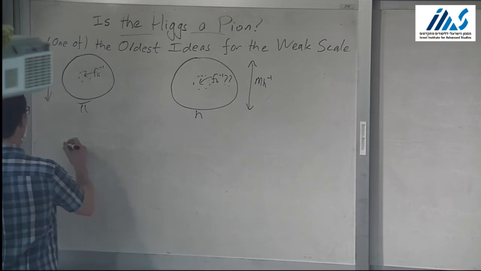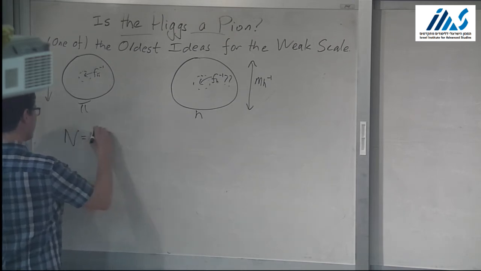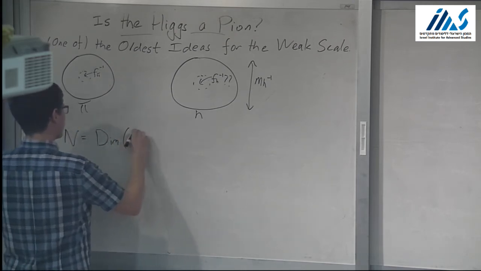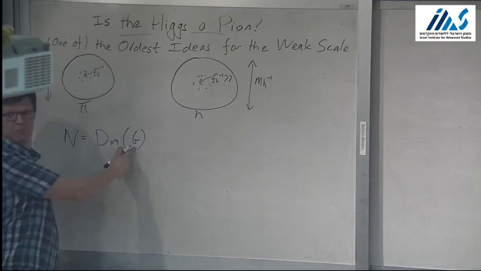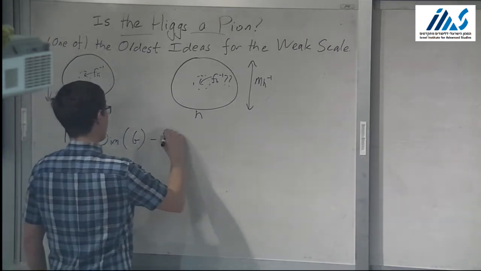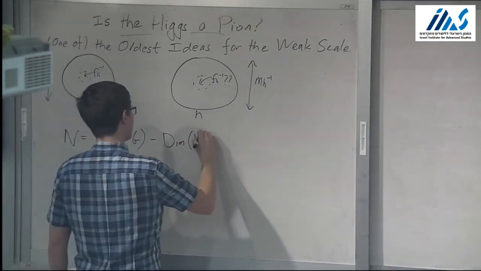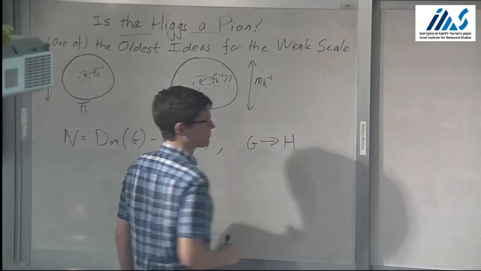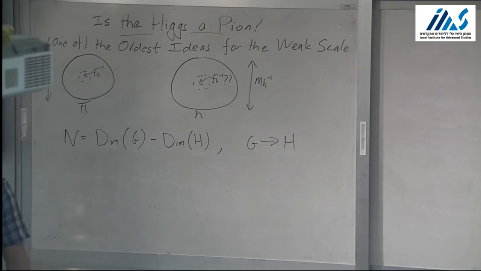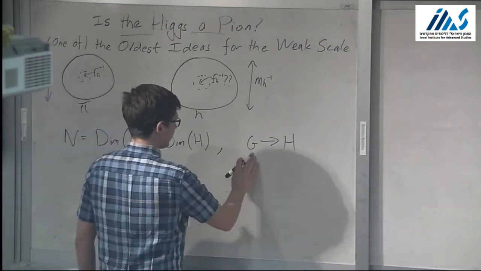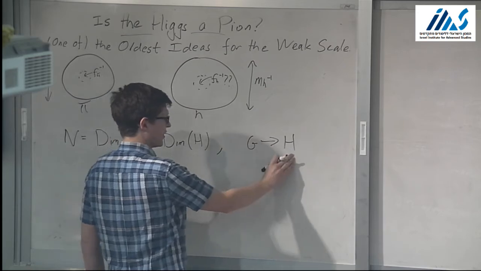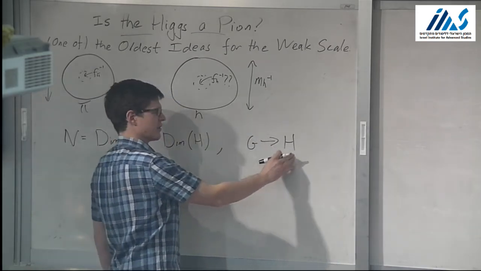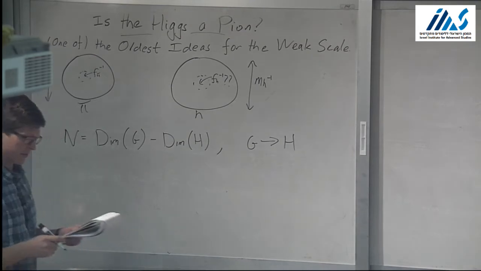So the number of Goldstone bosons we get, n, is equal to the dimension of the original continuous group G, minus the dimension of the remaining group H, where we've spontaneously broken G to H. And always by spontaneously broken, I mean gone from the linearly realized symmetry. This is the linearly realized symmetry. This is still a linearly realized symmetry, and everything else has become non-linearly realized.